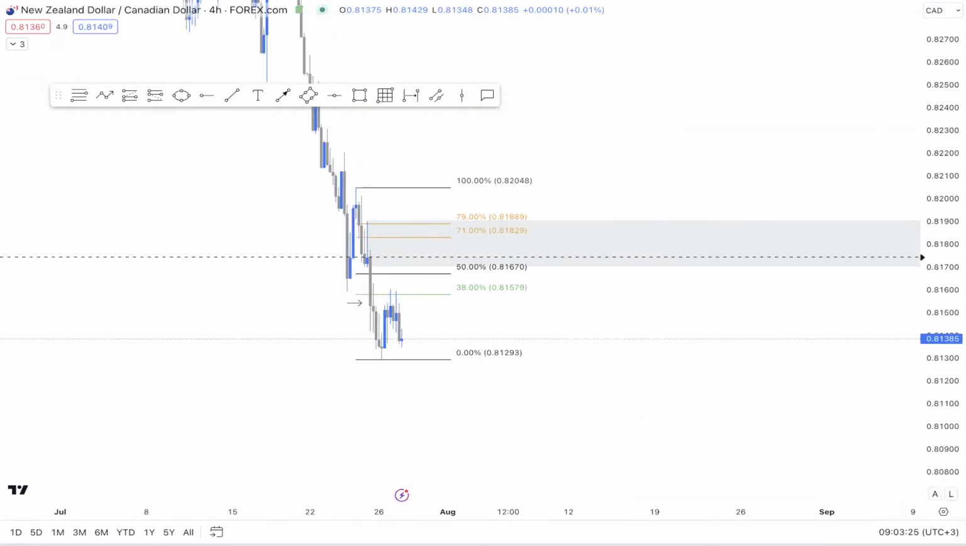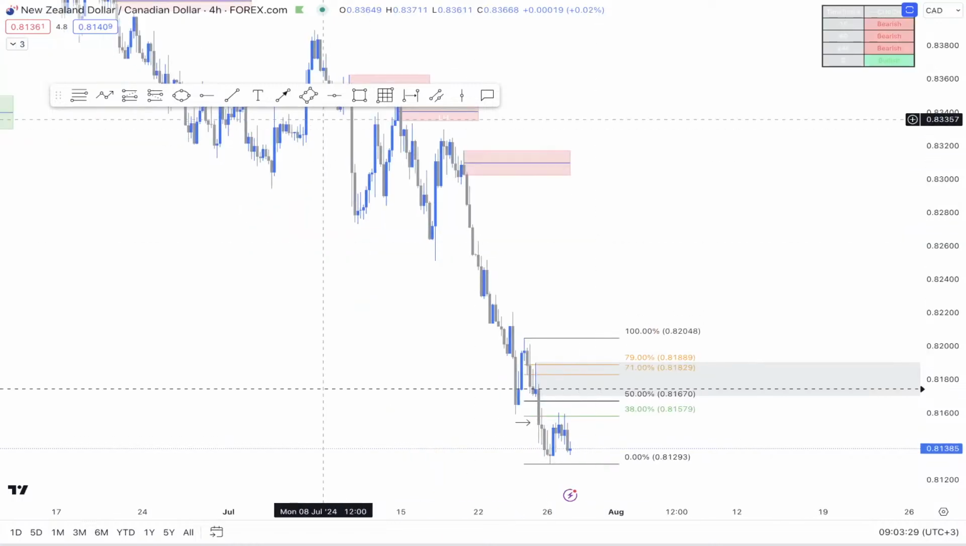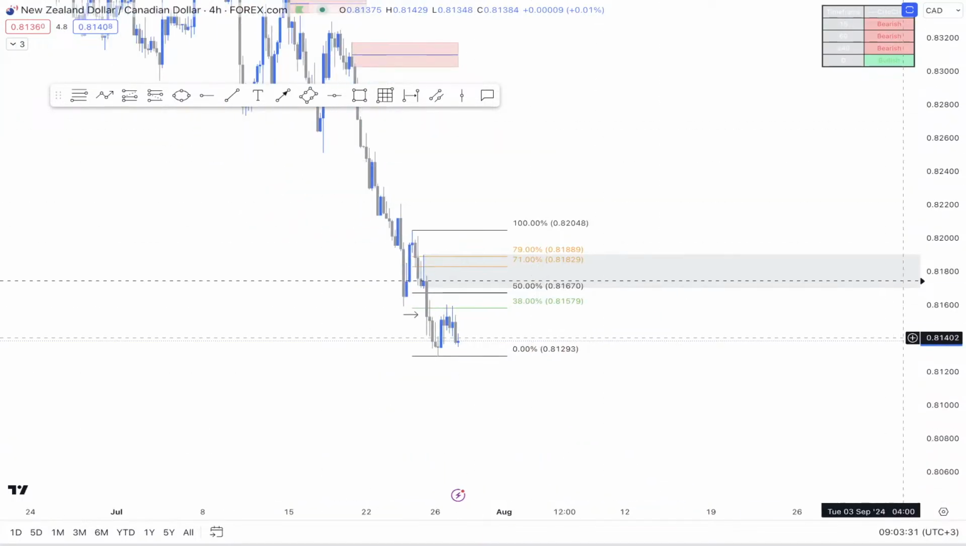NZD CAD looks bearish. Over here we have a very aggressive downtrend, and right here we have a continuation of that.